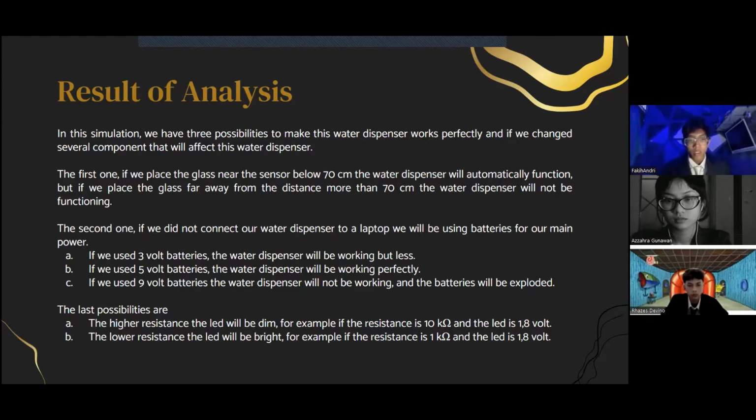The last possibility is that the higher the resistance, the dimmer the LED will be. For example, if the resistance is 10K ohm and the LED is 1.8 volts. And the lower the resistance, the brighter the LED will be. For example, if the resistance is 1K ohm and the LED is 1.8 volts.